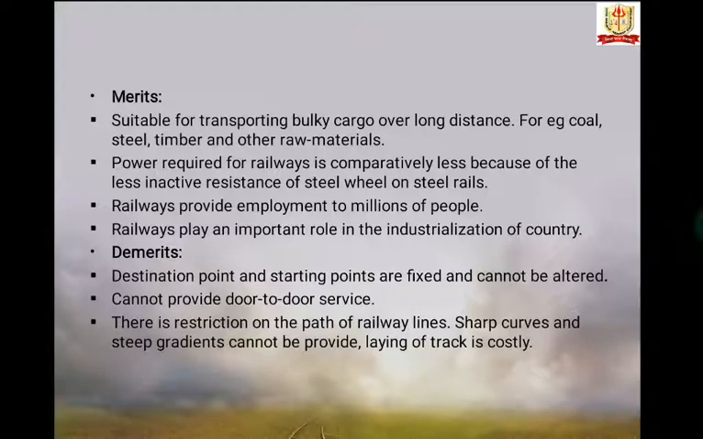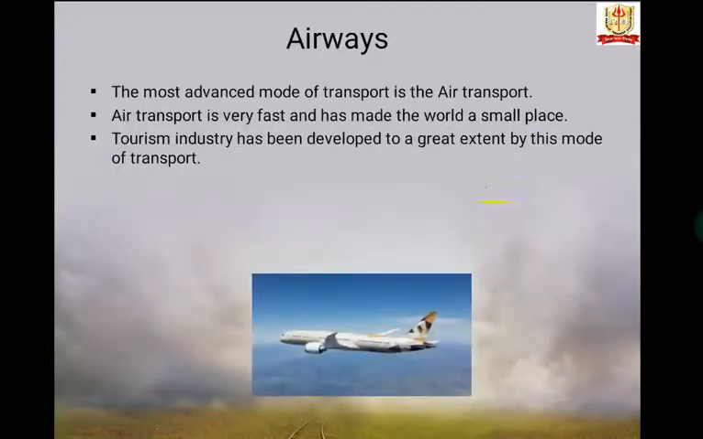Demerits of railway: destination points and starting points are fixed and cannot be altered, cannot provide door-to-door service. There is a restriction on the path of railway lines. Sharp curves and steep gradients cannot be provided. Laying of track is costly.